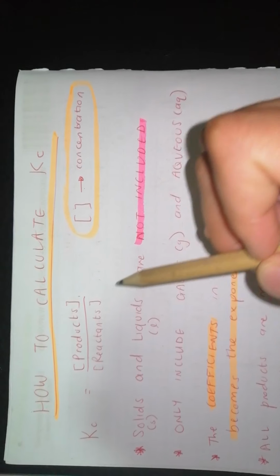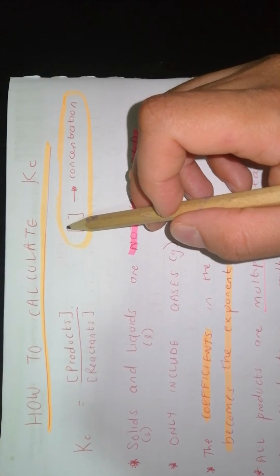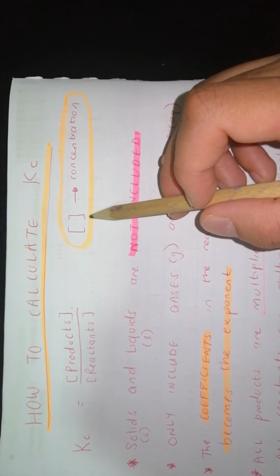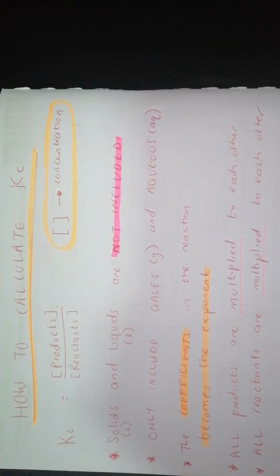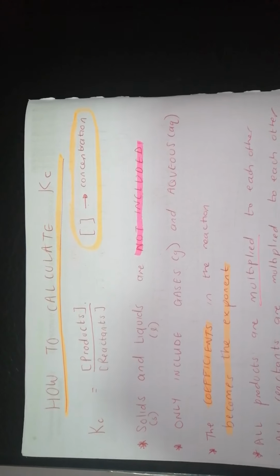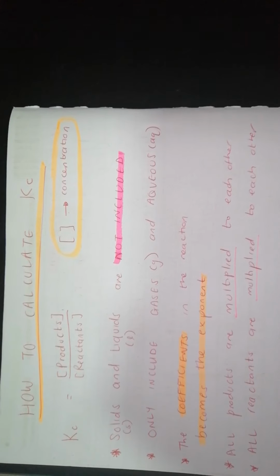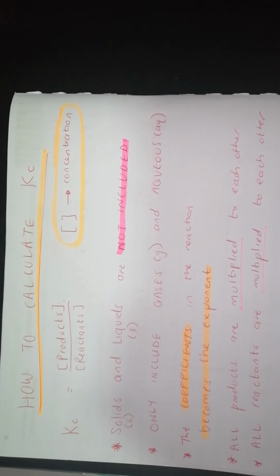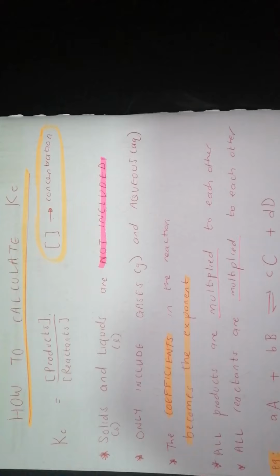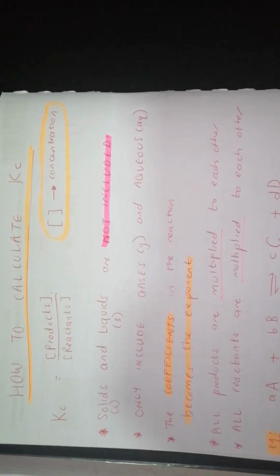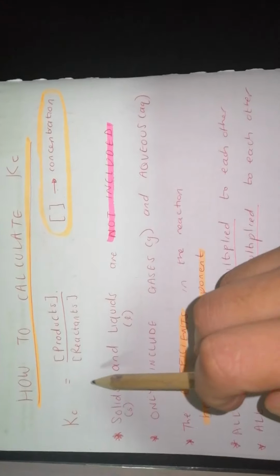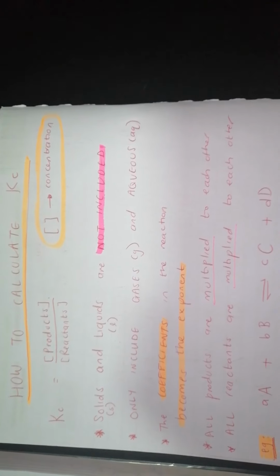Now, do you see that I put products in square brackets and I divided it by reactants, which is also in square brackets. So every time you see square brackets, this means you are dealing with the concentration of something. So from now on, if you see square brackets in chemistry, it's telling you concentration. So square brackets means concentration, and whatever is in the square brackets, that is what it is the concentration of. So Kc is just the concentration of products divided by the concentration of reactants.